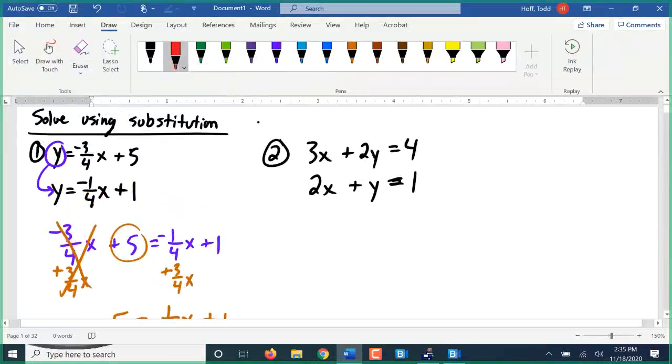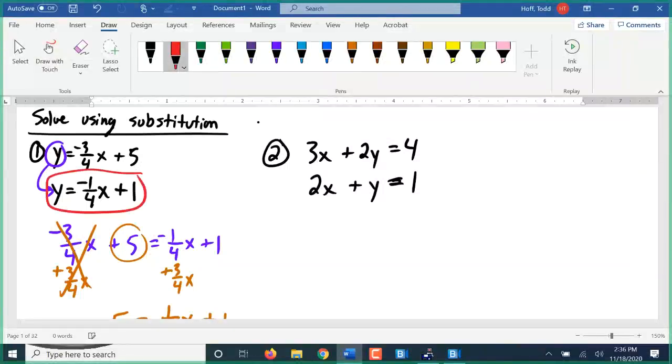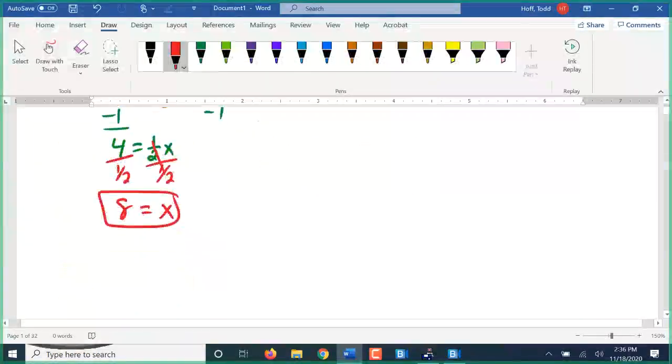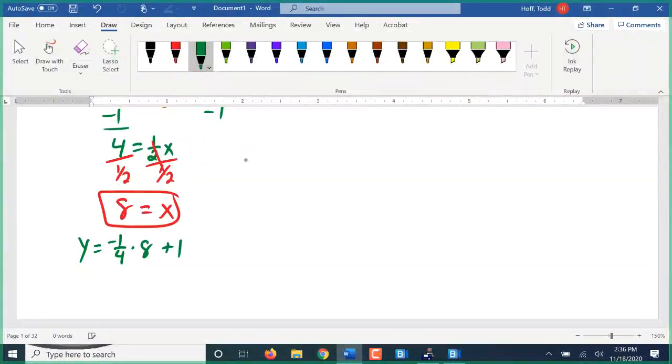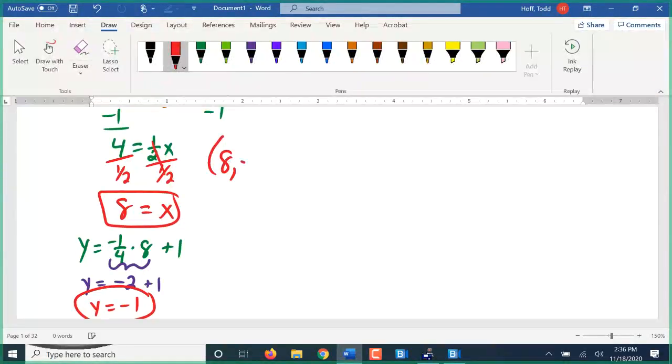We have to find y. We have to go back to either one of these equations. I'm just going to pick the bottom one. Doesn't really matter. And put 8 in for x. So y equals negative 1/4 times x becomes times 8 plus 1. Negative 1/4 times 8 is negative 2. Well, y equals negative 2 plus 1 is negative 1. So y equals negative 1. So the solution to this system is x equals 8 when y equals negative 1.